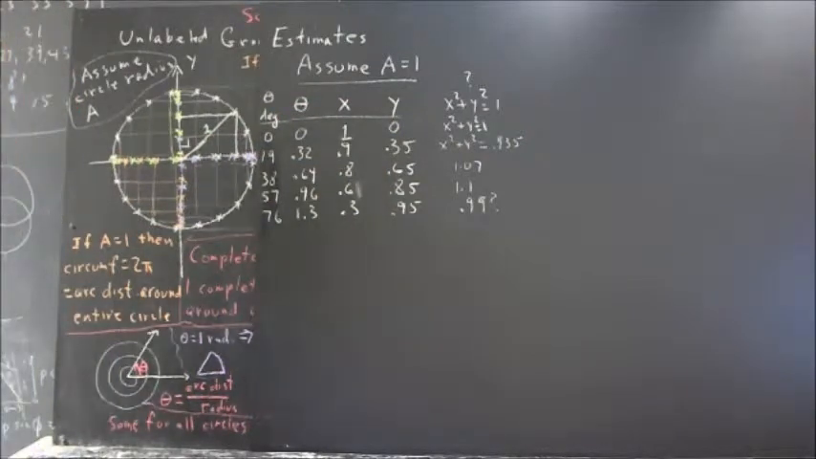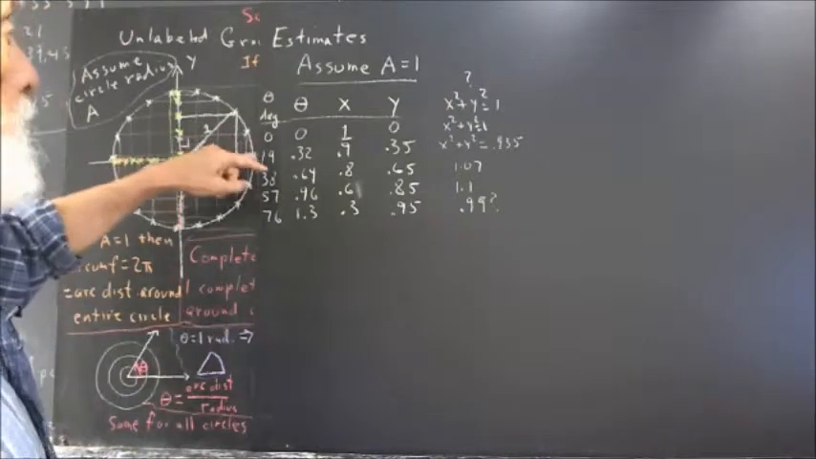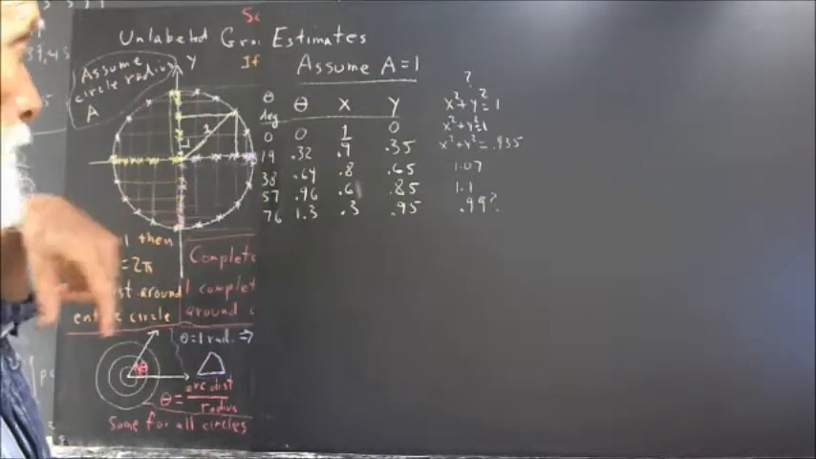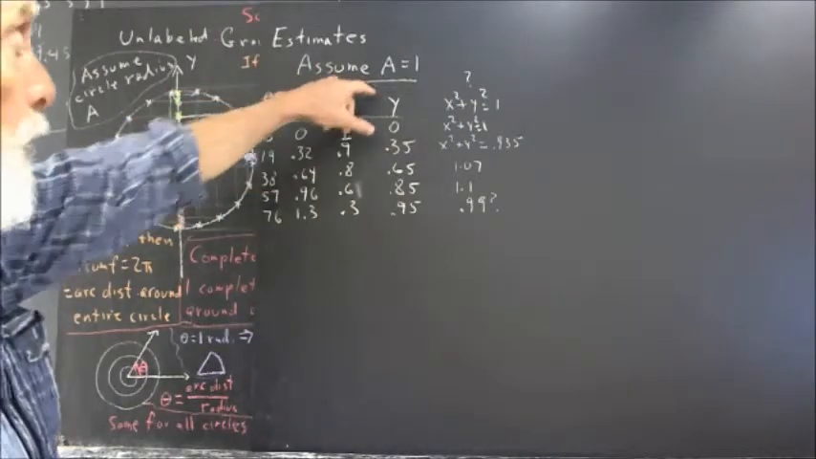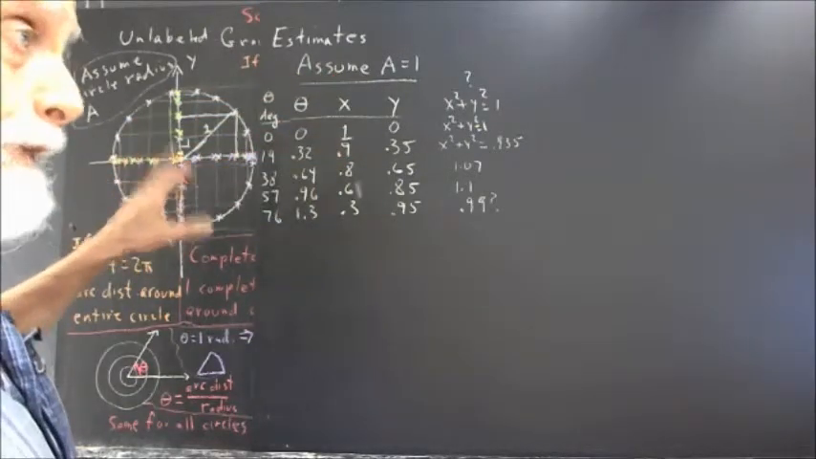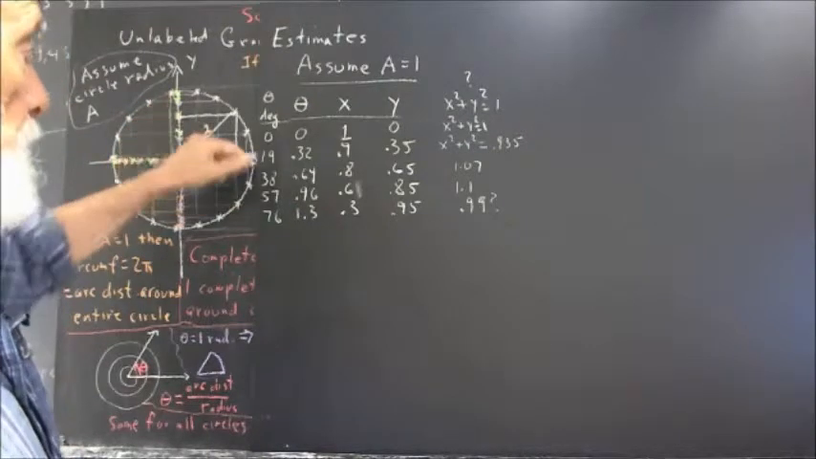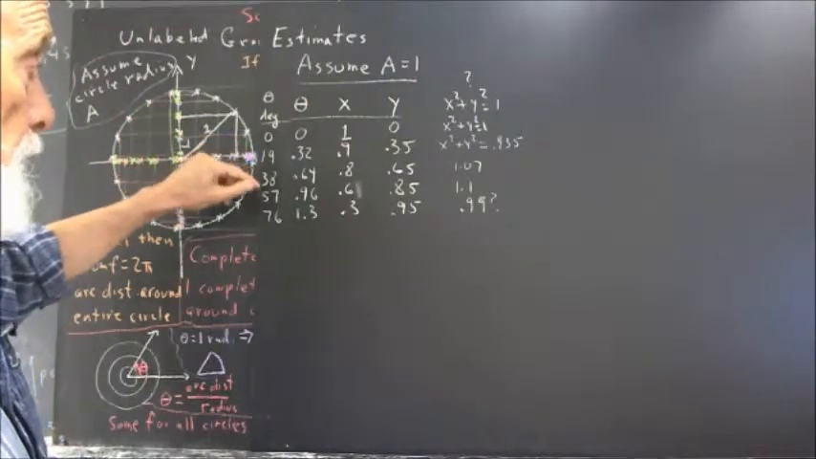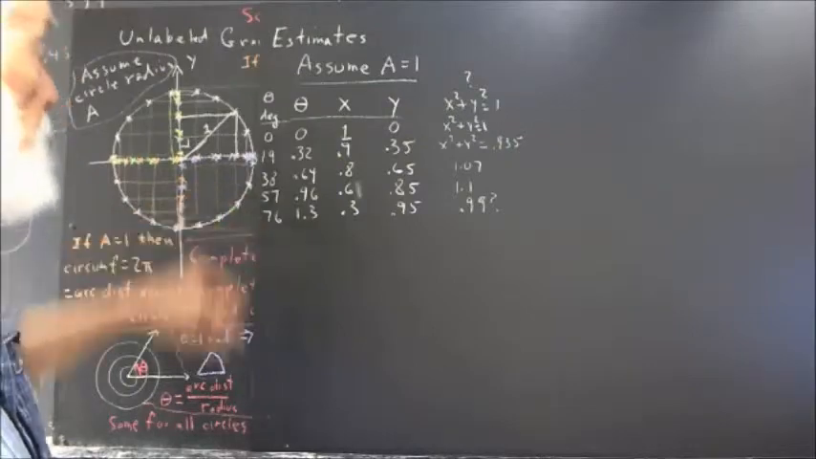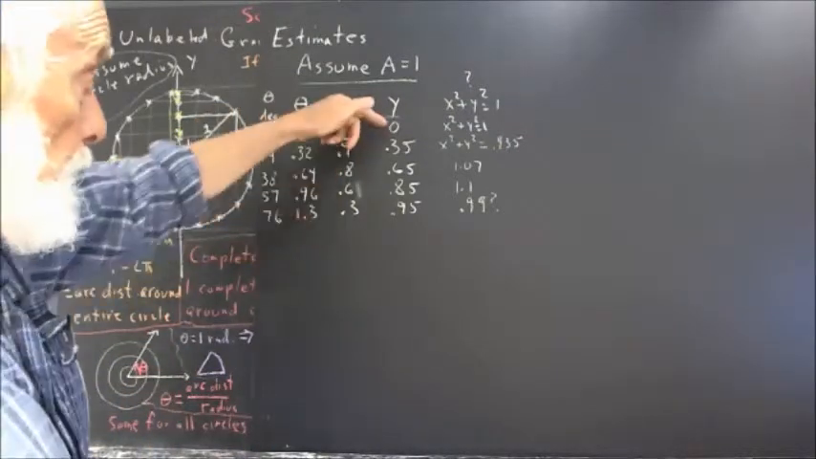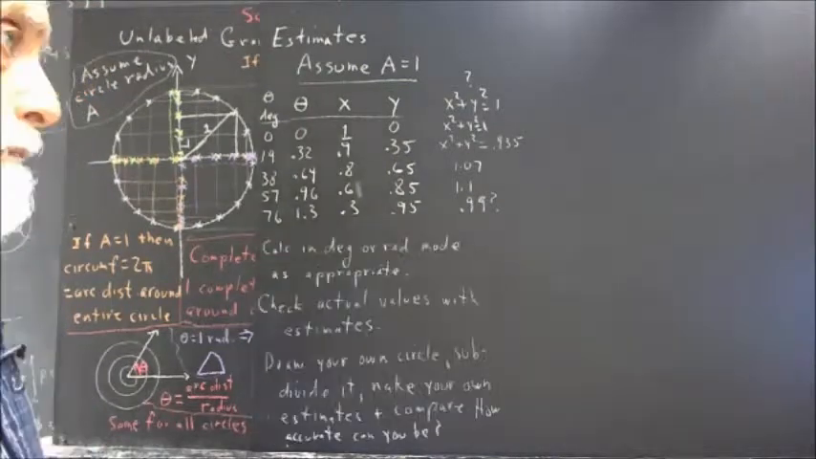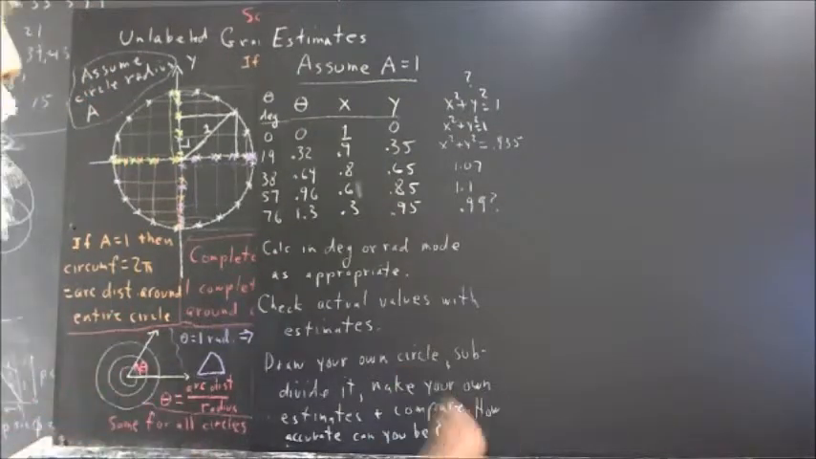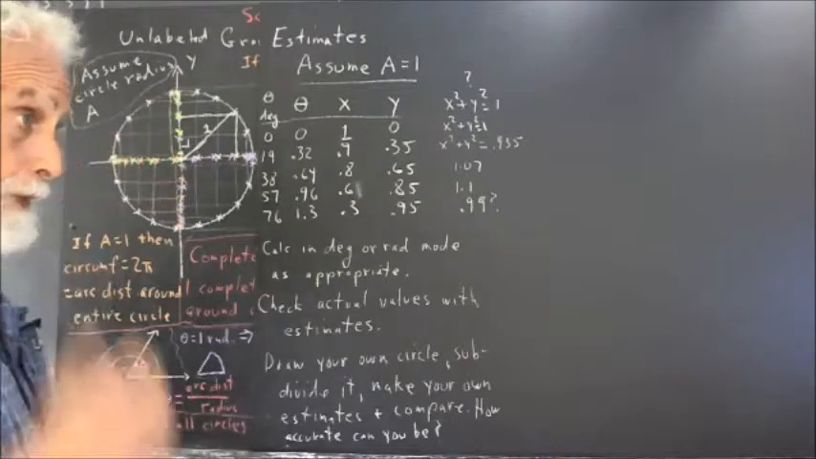Now you can run these into your calculator. You can put your calculator in degree mode and see what the sine and cosine of 19 degrees are. Remember, x is going to correspond to the cosine, y is going to correspond to the sine. If your calculator's in degree mode, well, what's the cosine of 19 degrees, 38, 57, 76 degrees? And what are the sines of these angles? They should match the y-coordinates. Okay, now you can see how accurate or inaccurate my estimates were.